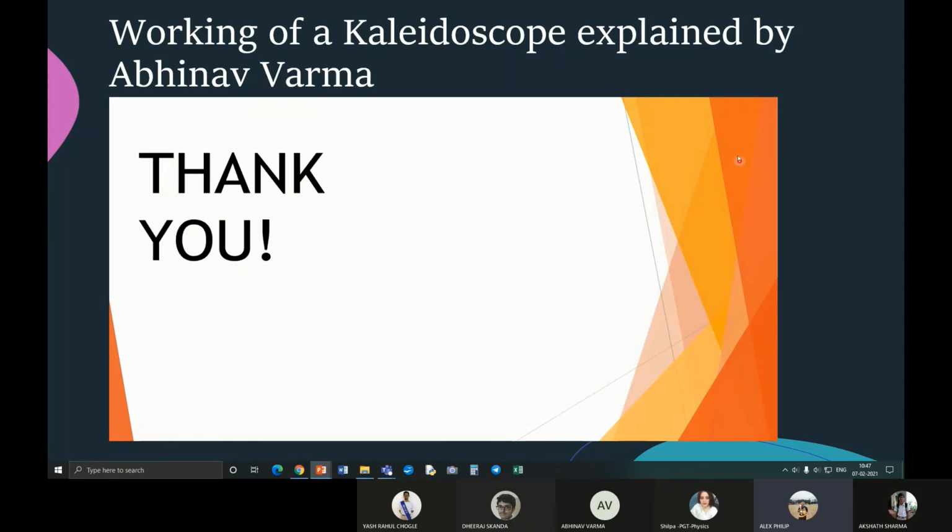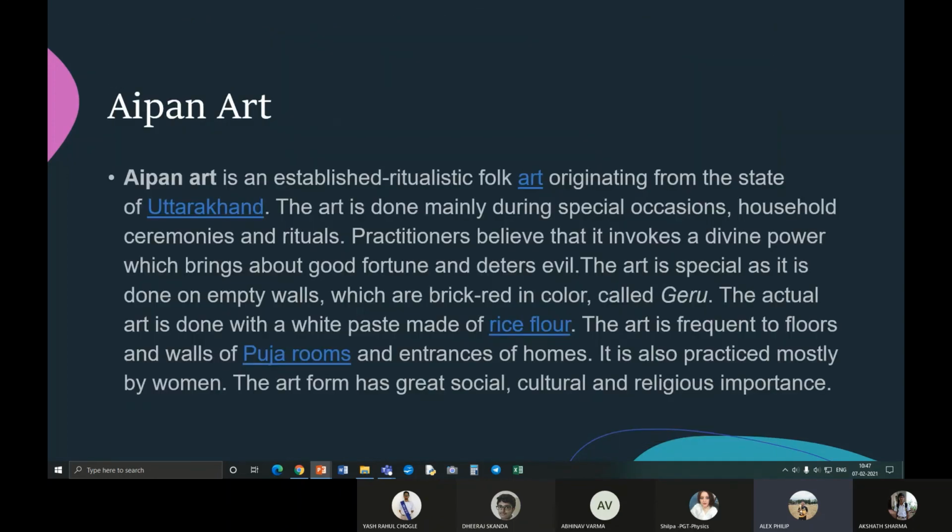So for the art aspect of our project, we have decided that we'll be combining ray optics with the famous Aipan art of Uttarakhand. So basically what we have done is we have used ray optics, and we have made a kaleidoscope, and whatever design came out of the kaleidoscope, we have incorporated that in the form of Aipan art. So let's have a look at it.